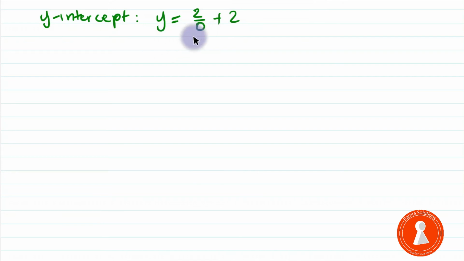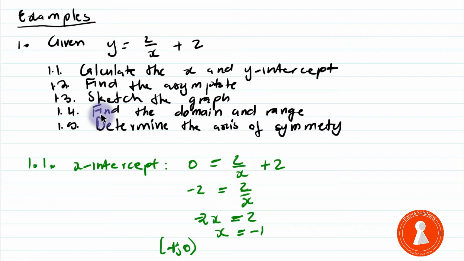It does not exist. Can you see that? So we have no y-intercept. The reason I'm saying we have no y-intercept, guys, is because we're dividing by 0. That is not possible. It should never be. Okay, great. Now 1.3 sketch.